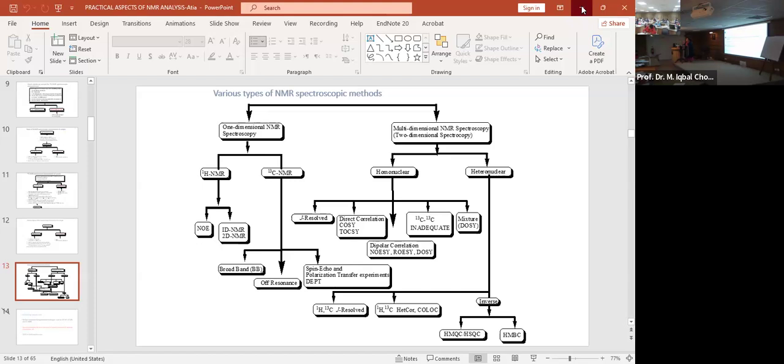So C13 frequency will be 150 megahertz on 600 megahertz NMR equipment. And for 800 megahertz, divide by 4, 200 megahertz. So the C13 NMR frequency for 800 megahertz will be 200. So when you write your manuscript or paper or your thesis for carbon, you cannot write 600 megahertz. You have to write 150 megahertz.